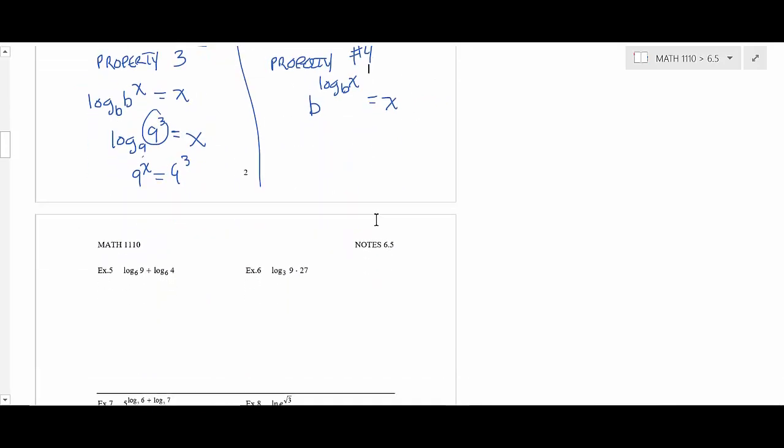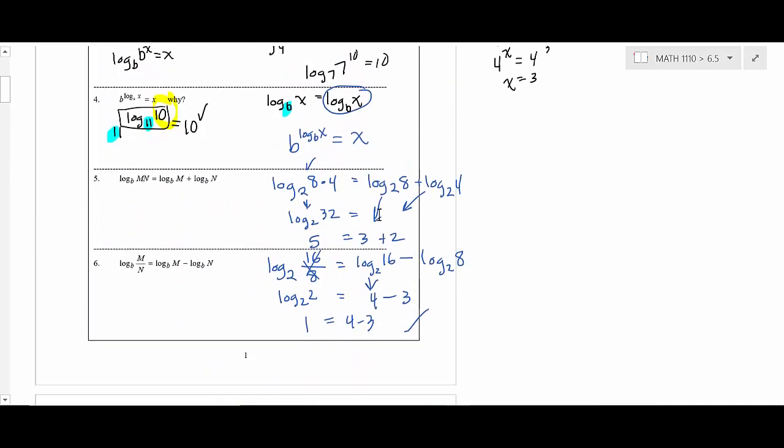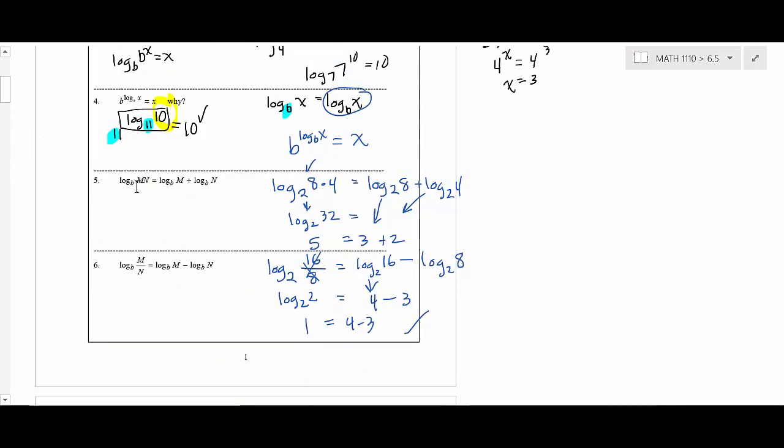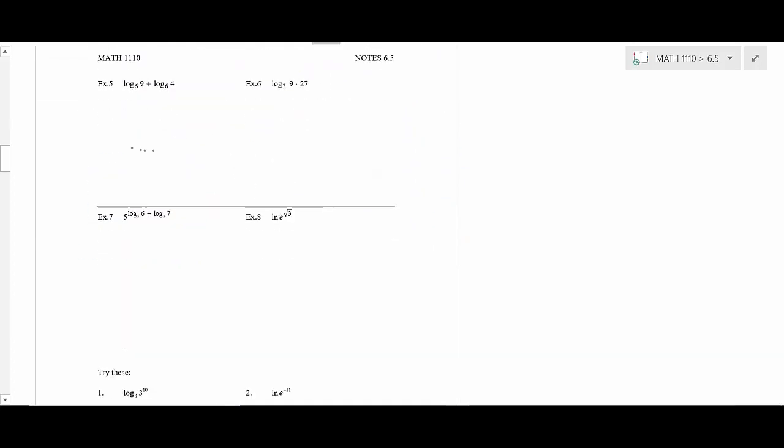Now this one, example 5, if you go back and look at property 5, this is what this one's going to belong to. Okay, and I'll show you how this one works out. It's a good idea to write the properties down in your notes. So property 5, I wrote it down like this: log base b of mn is equal to log base b of m plus log base b of n.